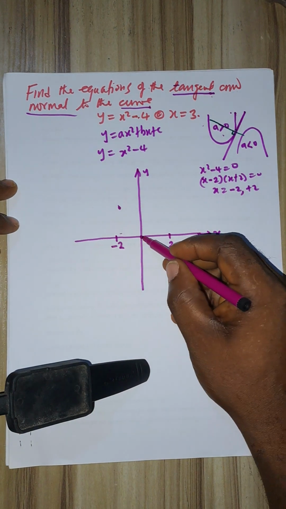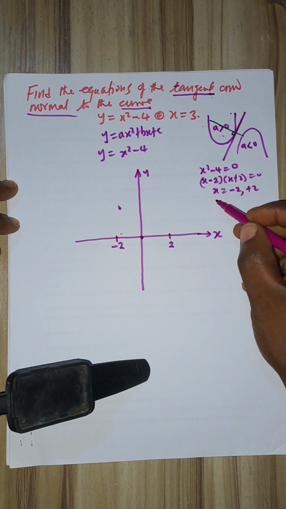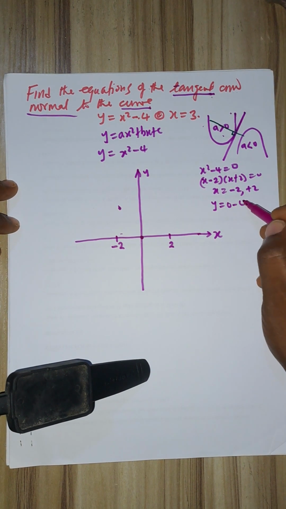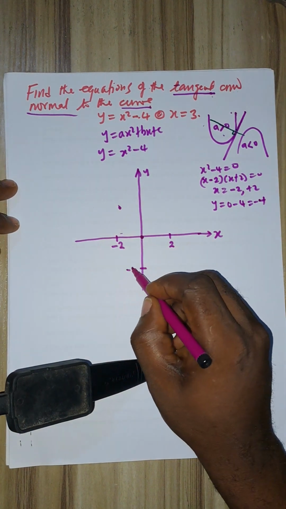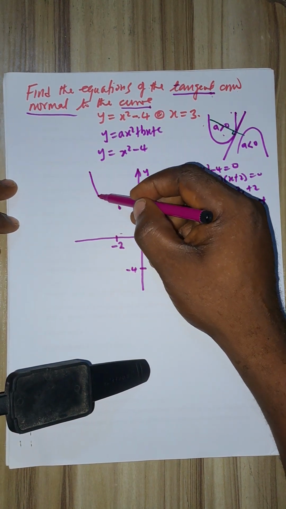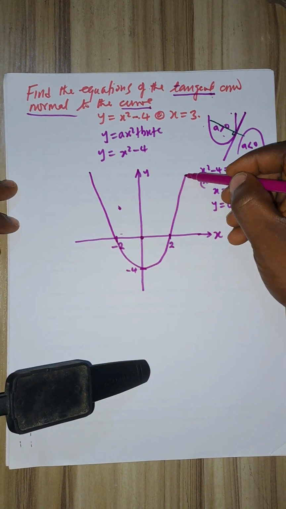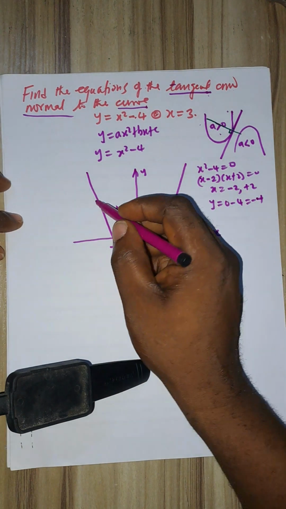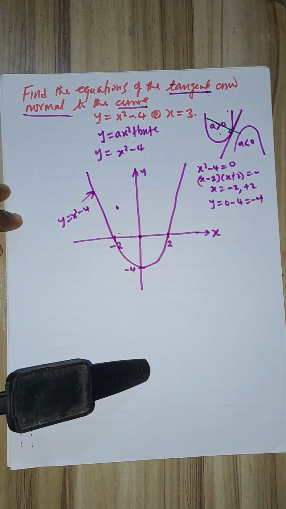So when x is 0, what is y? If x is 0, 0 squared is 0, so y is -4. So somewhere here, maybe -4. And so we have a curve that looks like this. See that? That's the nature of the curve we have. Now, this is y equals x squared minus 4.